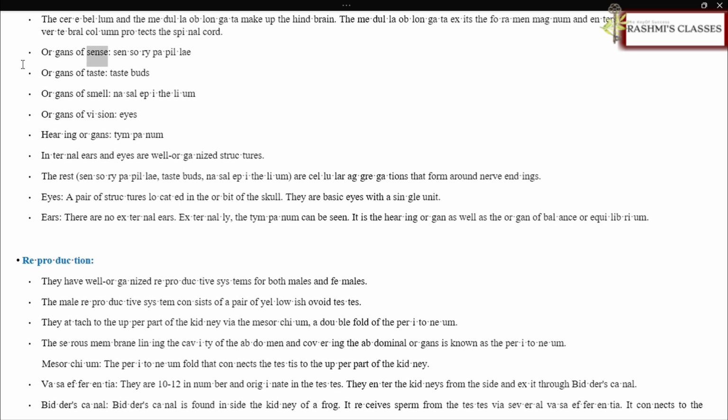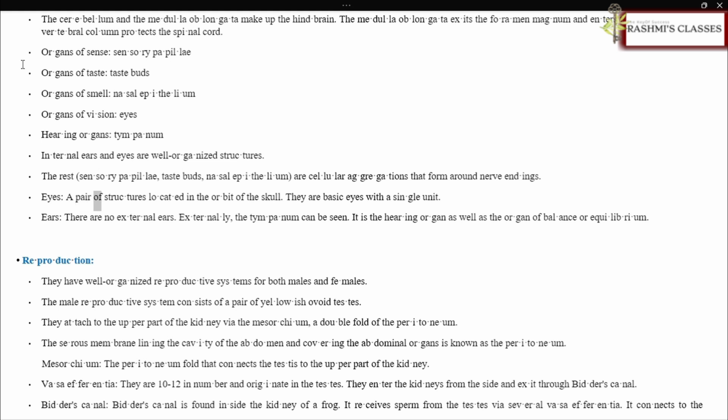Organs of sense, sensory papillae. Organs of taste, taste buds. Organs of smell, nasal epithelium. Organs of vision, eyes. Hearing organs, tympanum. Internal ears and eyes are well-organized structures. The rest, sensory papillae, taste buds, nasal epithelium, are cellular aggregations that form around nerve endings.